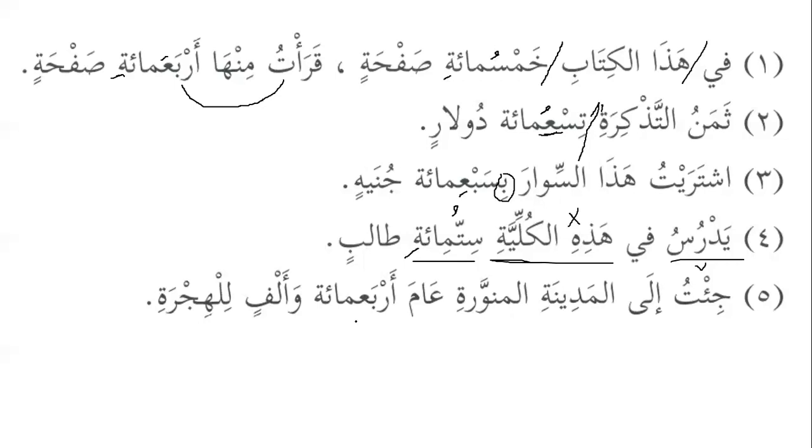This is like the zarf, zarf zaman. So it will be arba'i. Excellent, 400. So we have three kasras together. So it will be 400, or it will be miyatin.